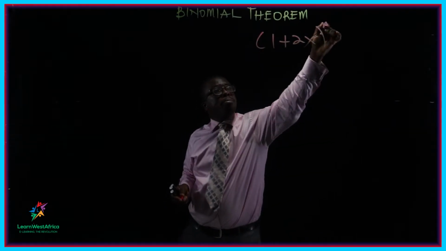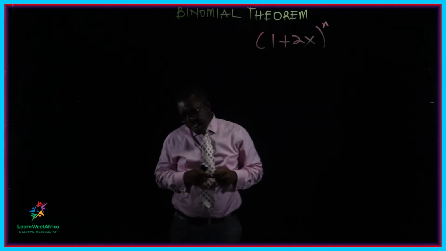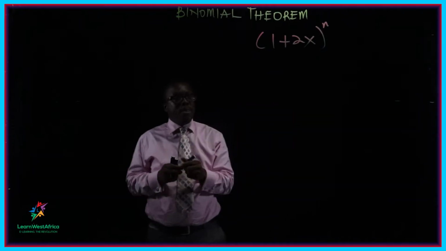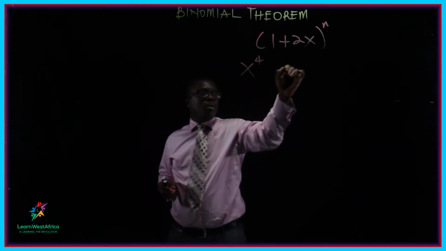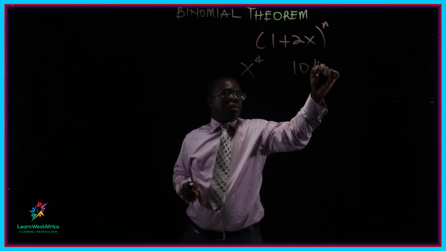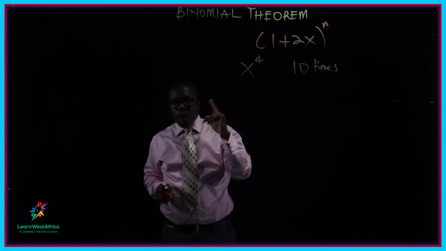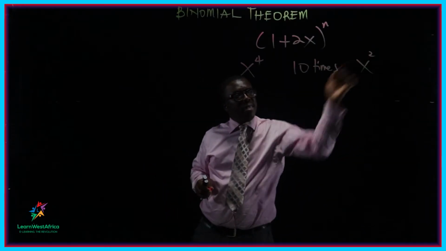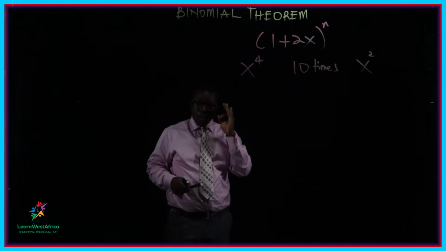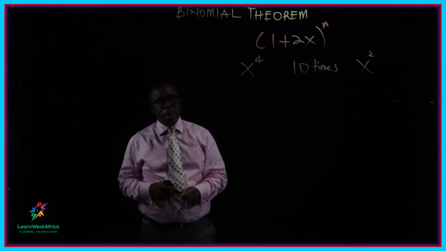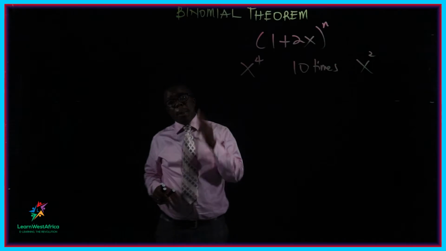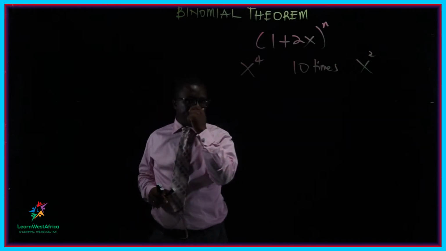Now, the problem said that the coefficient of x to the power 4 is 10 times the coefficient of the x squared term. You get it? The coefficient of x to the power 4 is 10 times the coefficient of the x squared term. And the question says that we should find the positive value of n.